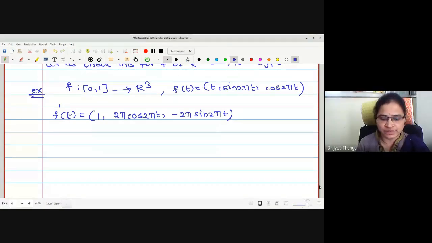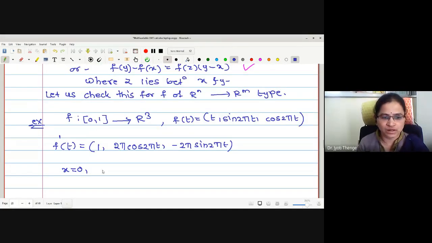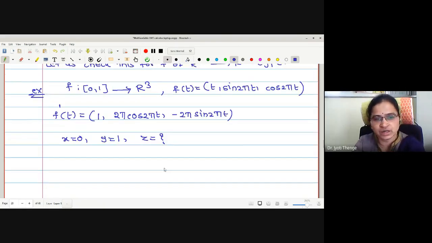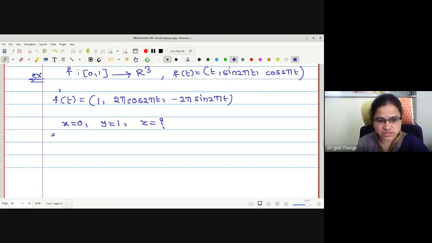Now what points will we select here? We will select the point x as 0, y as 1, and we have to find z. So let us search for the value of f of 0. Let me put t as 0 in this statement. Therefore this is 0, sin 0 is 0, cos 0 is 1.